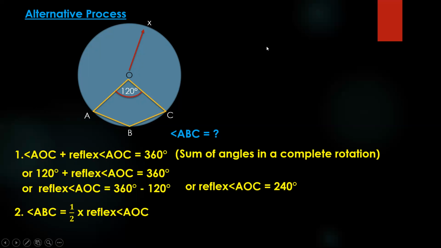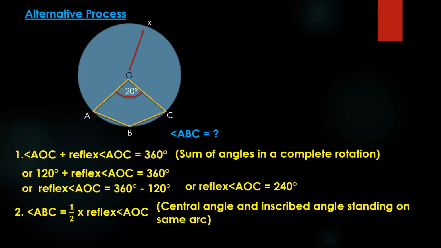Now we can make a relation here. Angle ABC, which is standing on the big arc AXC, is equal to half of reflex angle AOC. Why? Central angle and inscribed angle standing on the same arc AXC. Now this gives that ABC equals half into 240 degrees, which gives angle ABC equals 120 degrees. So we got the same value, just like this, an alternative process, right?